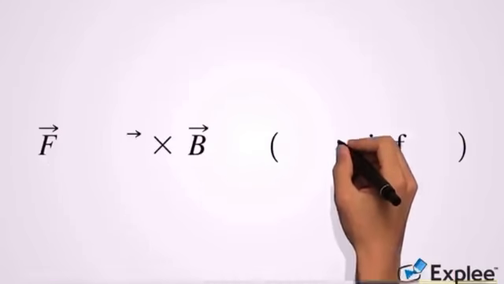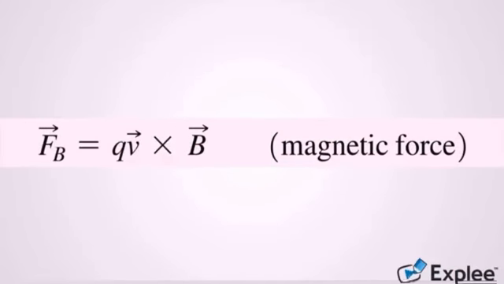The magnetic field applied by the MRI scanner can be described using the Lorentz force law, which states that the magnitude of the magnetic field force is equal to the charge of the object passing through the field, Q, multiplied by the velocity of the object, V, which is then multiplied by the magnitude of the magnetic field, B.